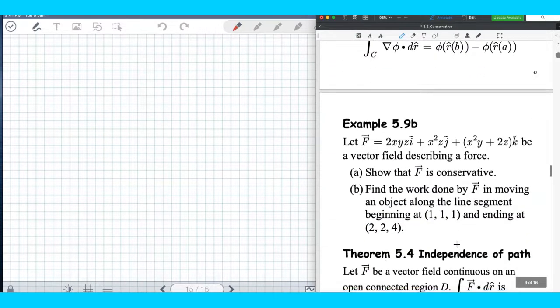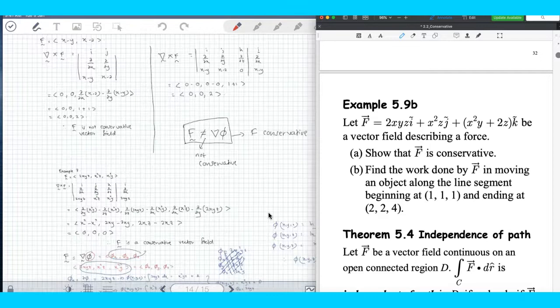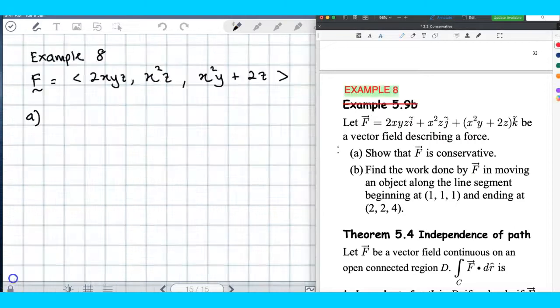Okay, so now how can we implement that? We can look at the example. Now I call this example 8. Here we can see that the vector field given is a force field, describing a force. The first question is to show that the force field given is a conservative vector field.